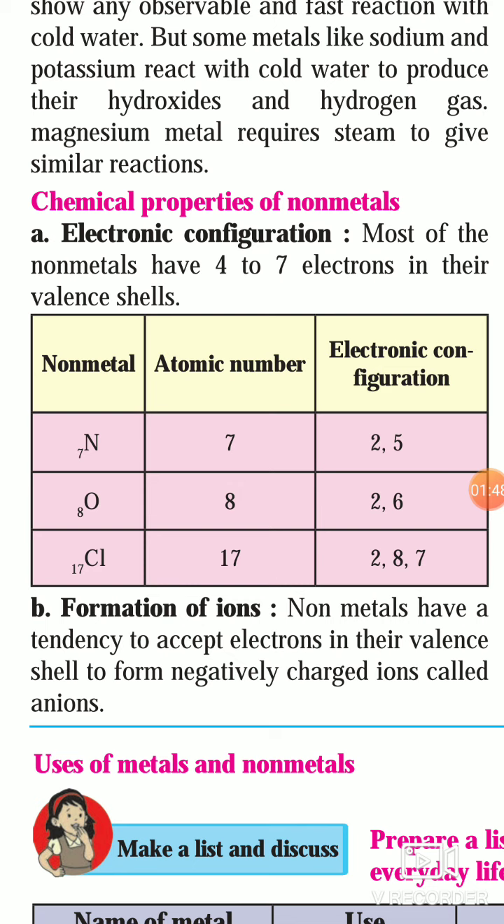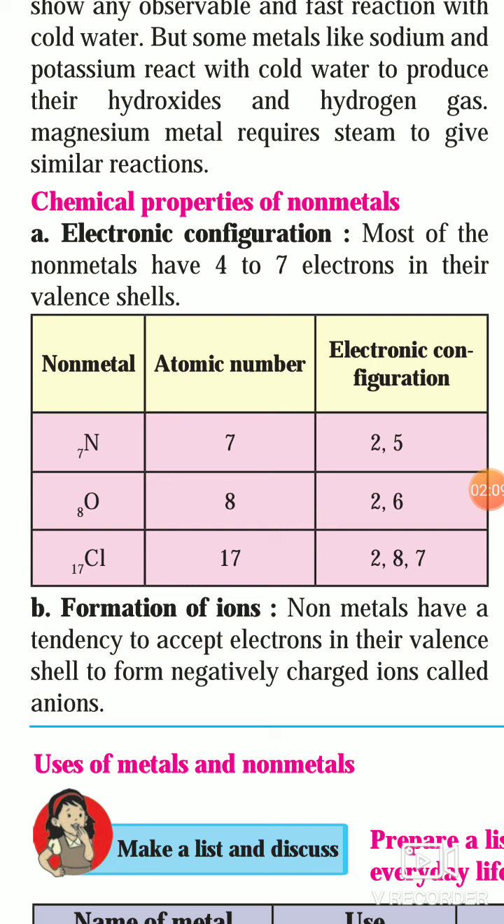Chlorine plus 1 electron. Chlorine needs one electron to complete its last shell. So if it has taken 1 electron, it will be stable, and it will form the chloride ion. Only if it is stable can we call it a stable ion.